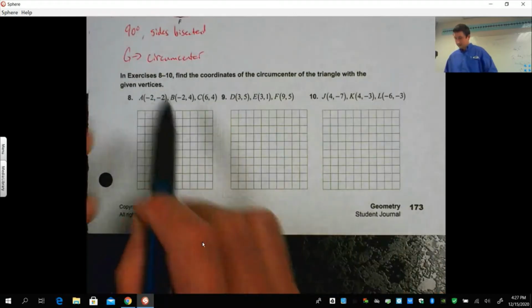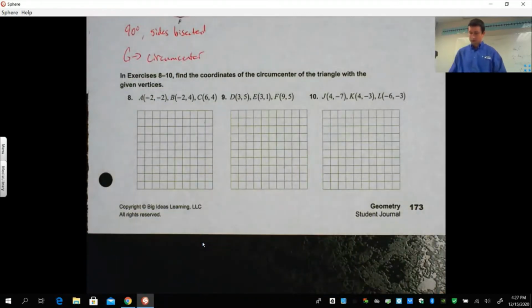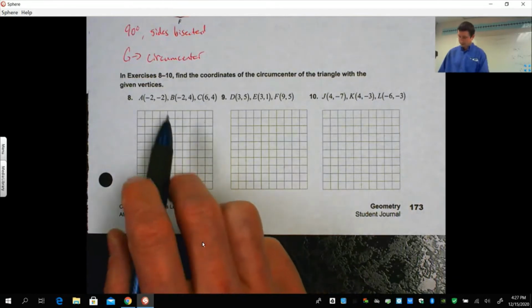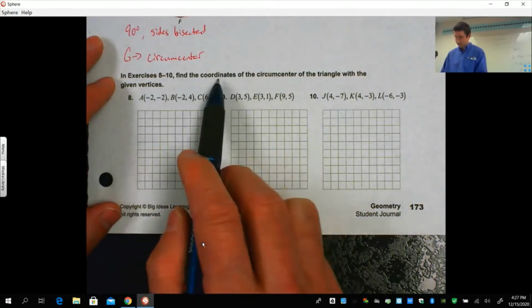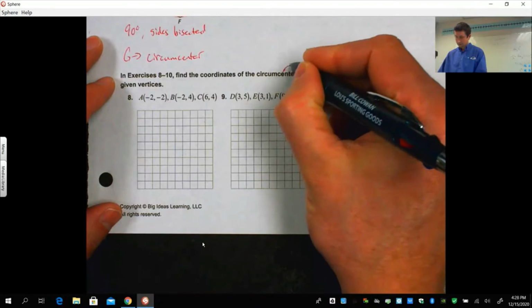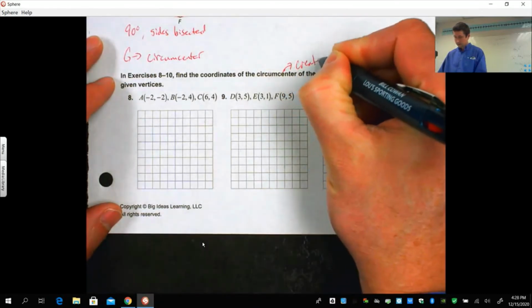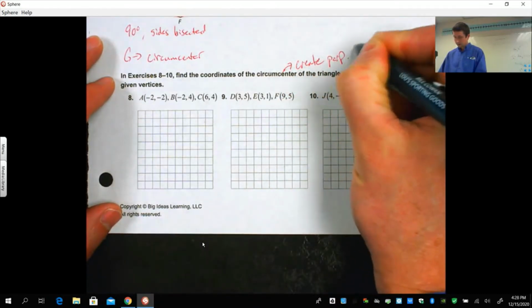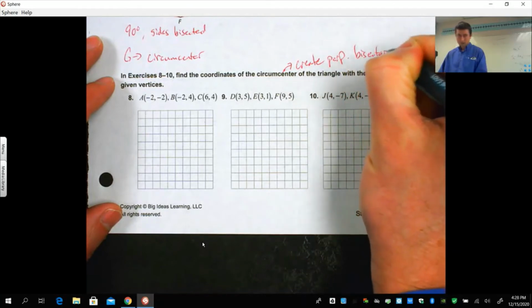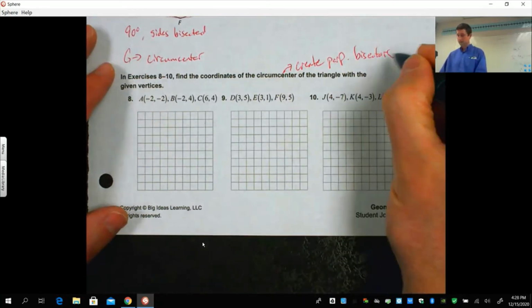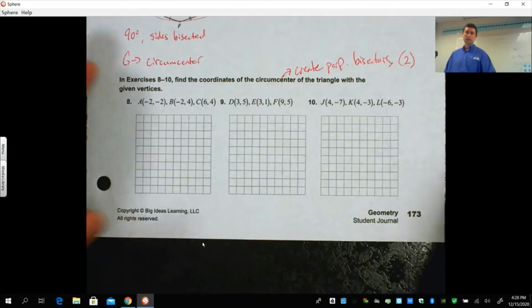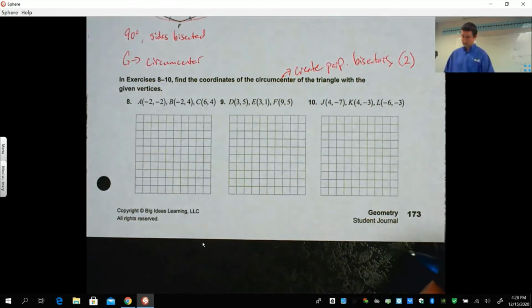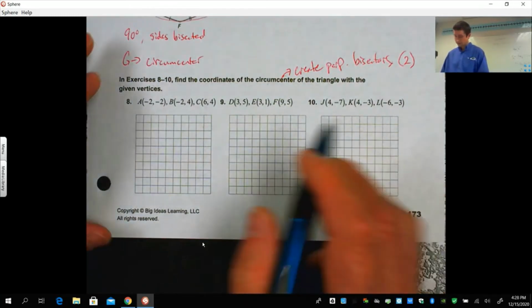So 8, 9, and 10. Find the coordinates of the circumcenter of the triangle with the given vertices. We're going to use some graph paper when we get to the actual assignment. Notice they don't put any axes on these. So we need to create perpendicular bisectors. Now a little shortcut there is if you can get 2 of them and you do it correctly, you don't necessarily need the third one. The third one is just kind of a check to make sure you did it right.